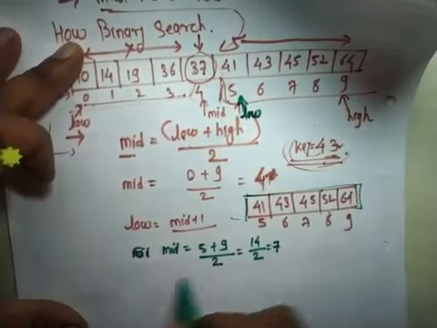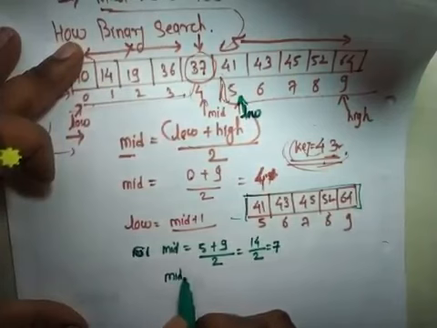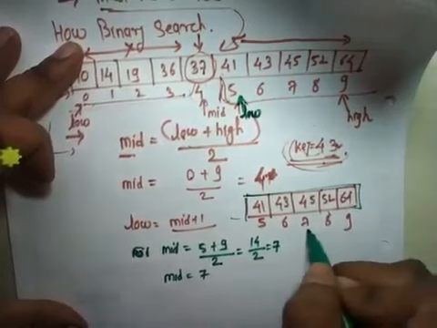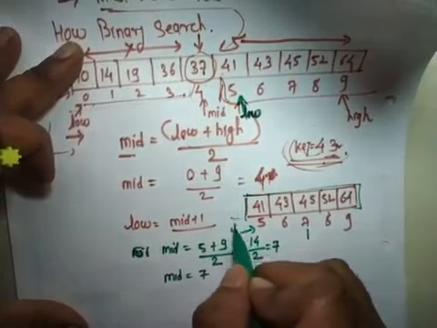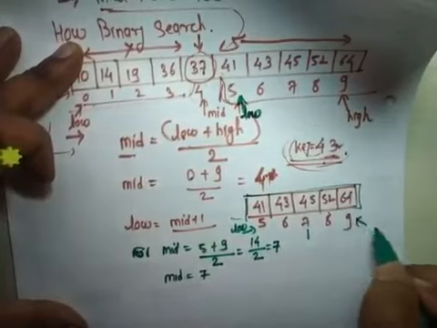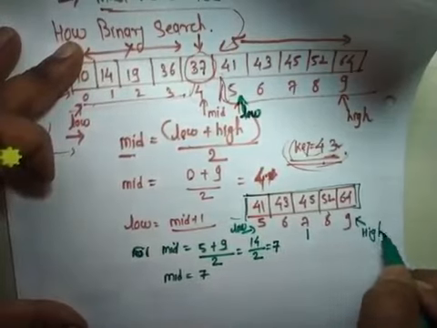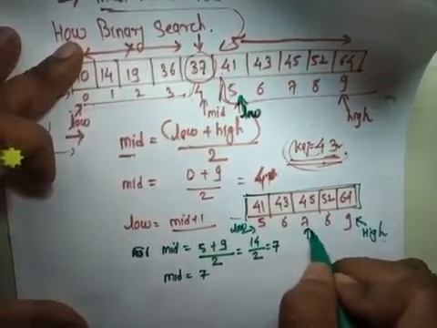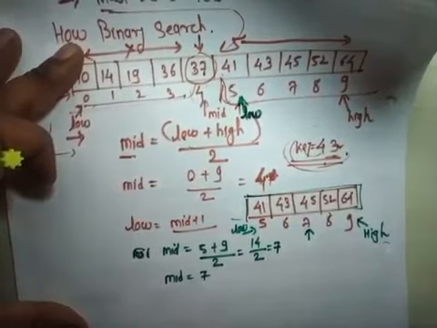So mid value is equal to what? The new updated mid value is 7. Now here is pointing your new low. This is high as it is. We are not updating the high value here. And your new mid value is 7.